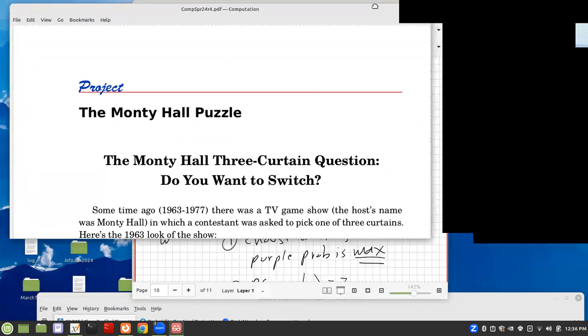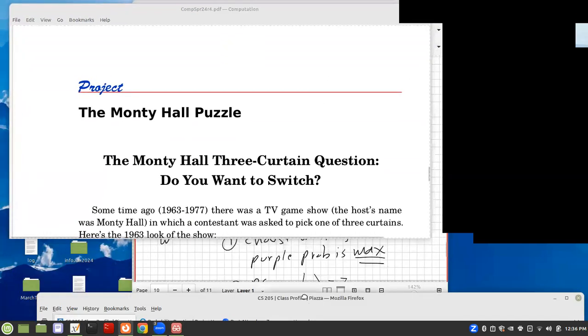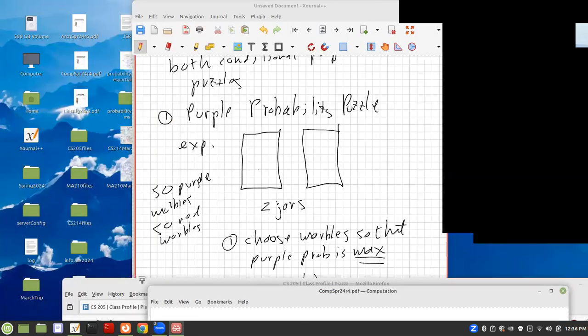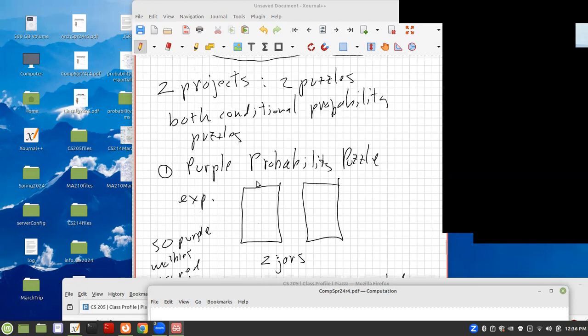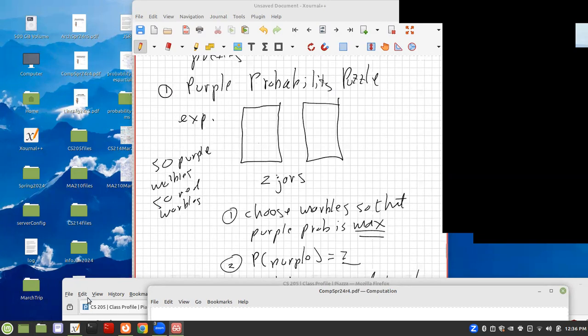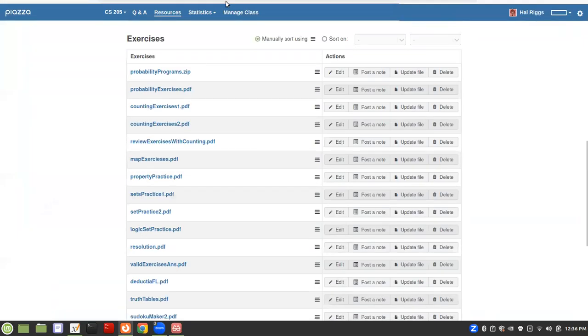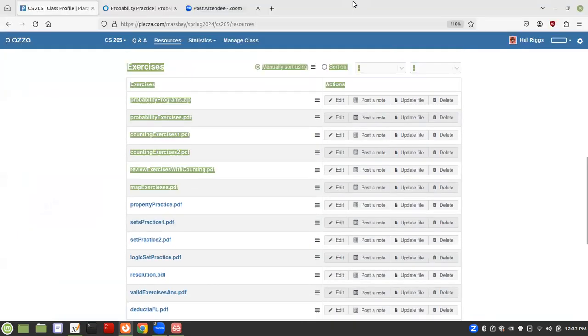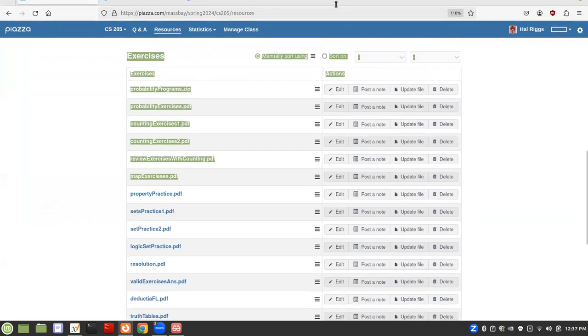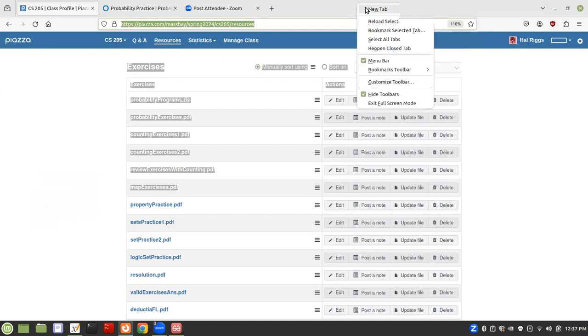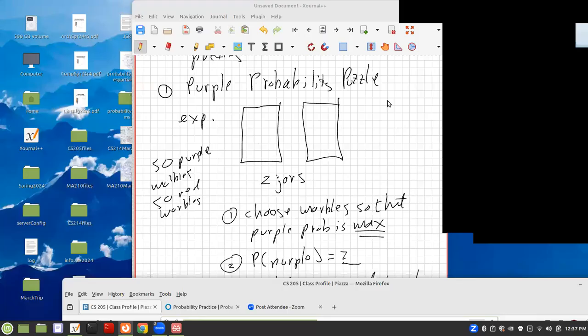Okay, so that's what we'll do next week, begin to learn about conditional probability and try to do these puzzles. And remember that last time, well, I didn't want to do this. How did I get this? I want to exit full screen mode, right?